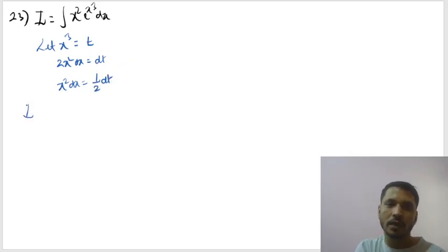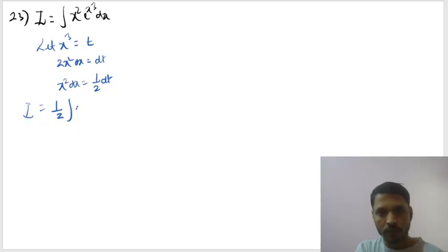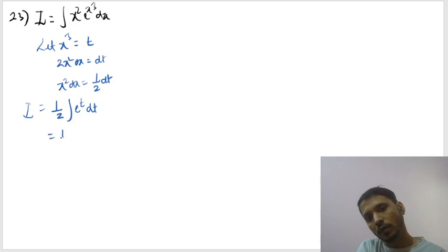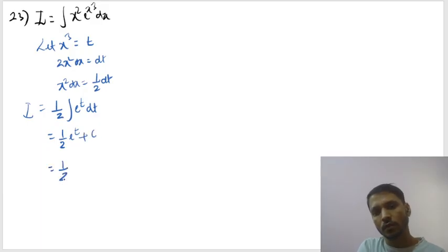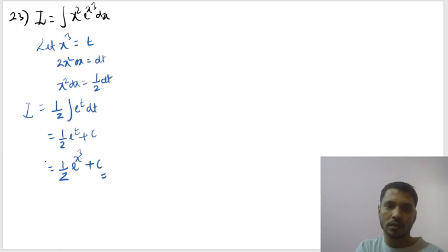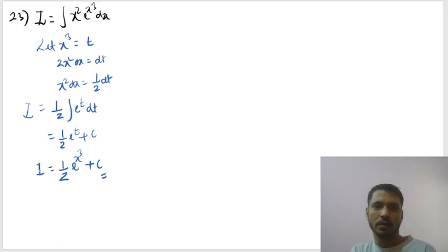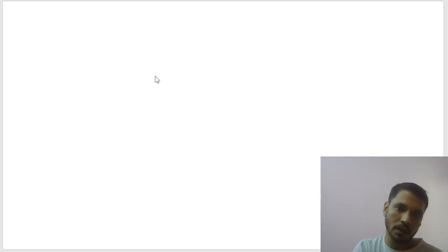That means I will become 1 by 3 times e to the power t into dt. Means the answer is 1 by 3 e to the power t plus c. And what is our t? T means x cube, and then plus c. So this is the I. Final answer is this. Now we are going to move on to the next question, that is question number 24.